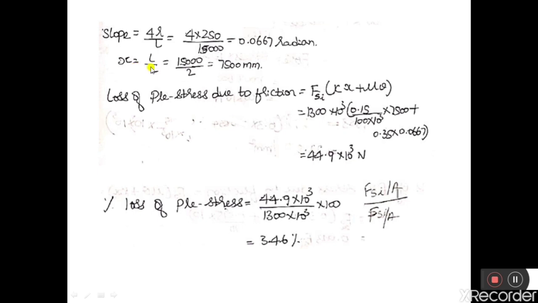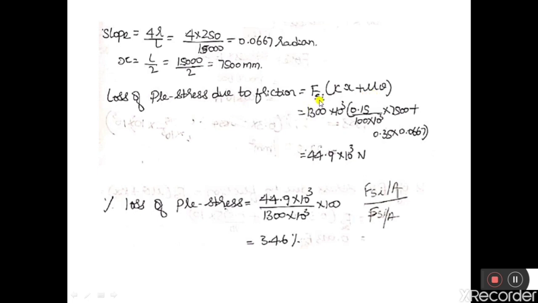And x is equal to L by 2, because the cable is pulled from both the ends. If the cable was pulled from only one end, then x is equal to L. So here the cable is being pulled from both the ends. Therefore, x is equal to L by 2, which is 15,000 by 2, so x is equal to 7,500 millimeter. And theta is equal to 1 into slope, because the cable is pulled from both the ends. So substitute the values in this formula.